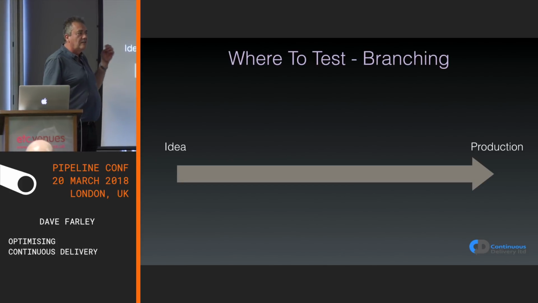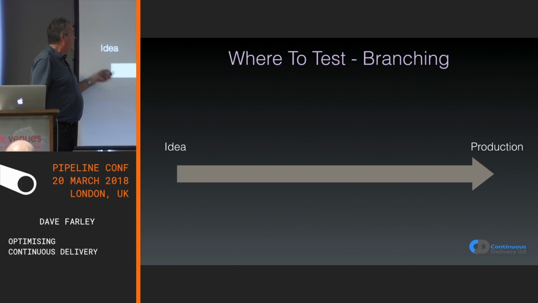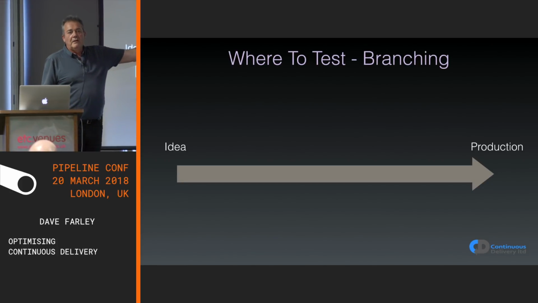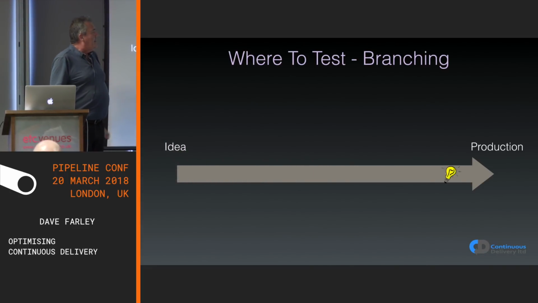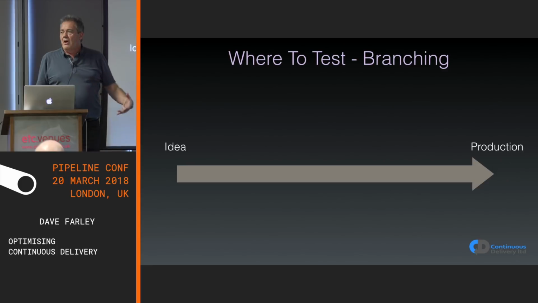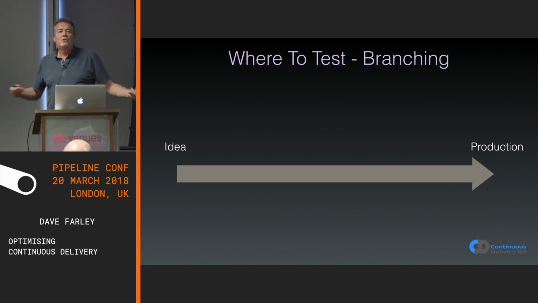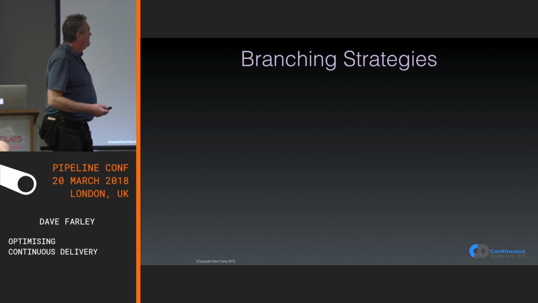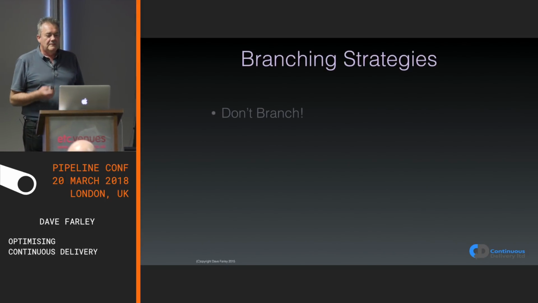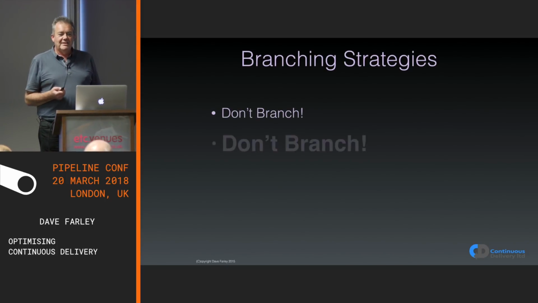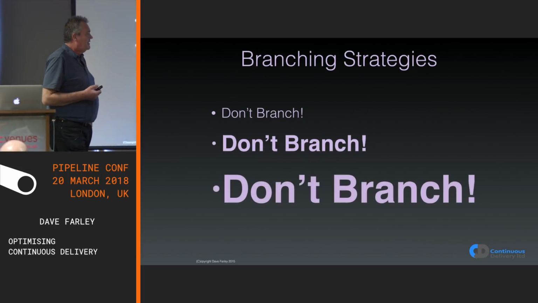And the smarter thing, the thing that gives us the most efficient feedback, is to put everything on one branch, on trunk, have an idea, and get that into production as quickly as we can, get high quality feedback, test it there, and then we'll understand what's going on. So, my advice on branching strategies: don't branch, don't branch, don't branch.